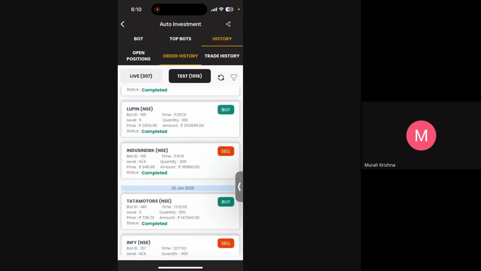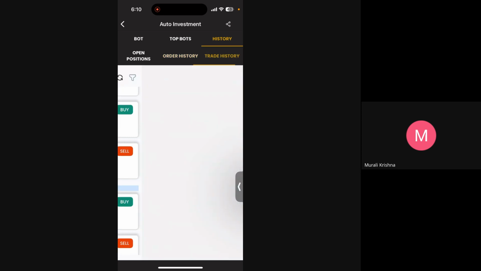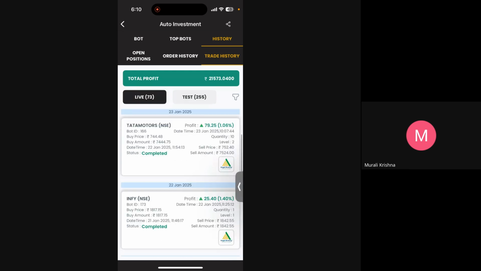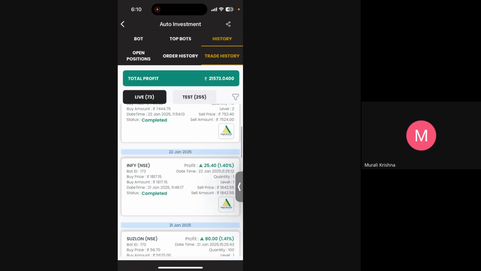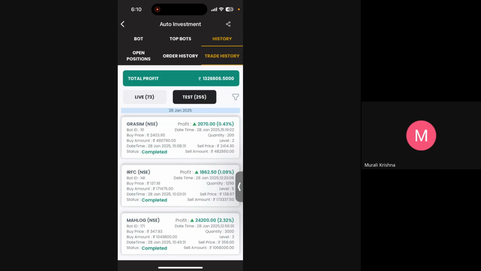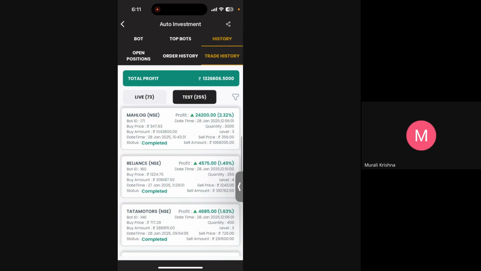So you will get day wise in detail order history here. And in the trade history, you will find what are all the live profits. Again, you will have everywhere live and test. You can just see live how it has been performing in Tata Motors, Infosys, Suzlon. And if you come to test, you can just see here today. Grasim bot. I'll show you the Grasim bots, IRFC bot, Mahindra Logistic bot, Reliance, Tata Motors.